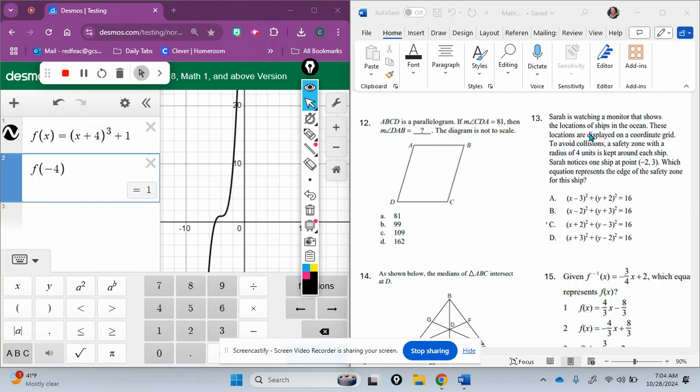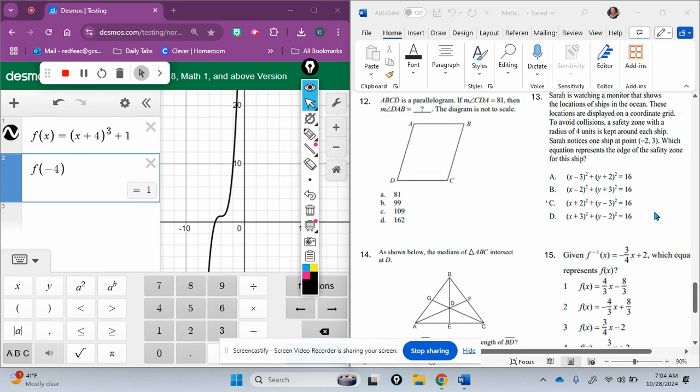Sarah is watching a monitor that shows the location of ships in the ocean. These locations are displayed on a coordinate grid to avoid collisions. A safety zone with a radius of 4 units is kept around each ship. Sarah notices that one ship is at point -2, 3. Which equation represents the edge of the safety zone for this ship?